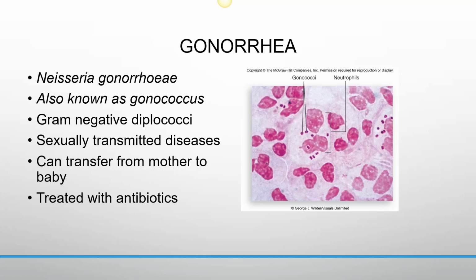Gonorrhea. So gonorrhea is caused by Neisseria gonorrhoeae. It's known as the gonococcus. It's a gram-negative diplococci, so it's two little balls that look kind of bean-shaped right next to each other. It's a sexually transmitted disease, and it can transfer from mother to baby, particularly while the baby is going through the birth canal, but also in utero. It's treated with antibiotics.